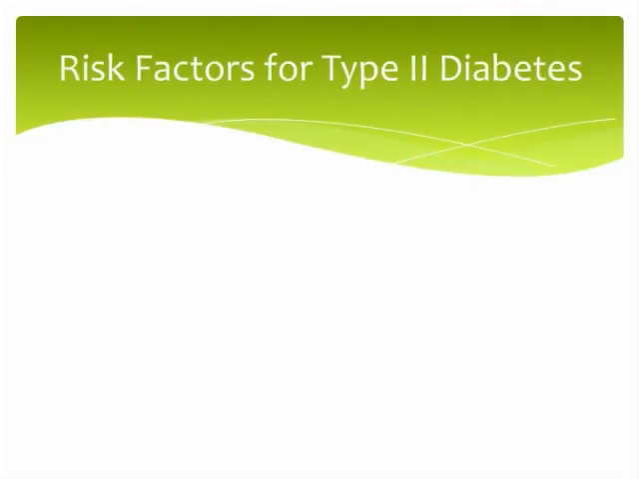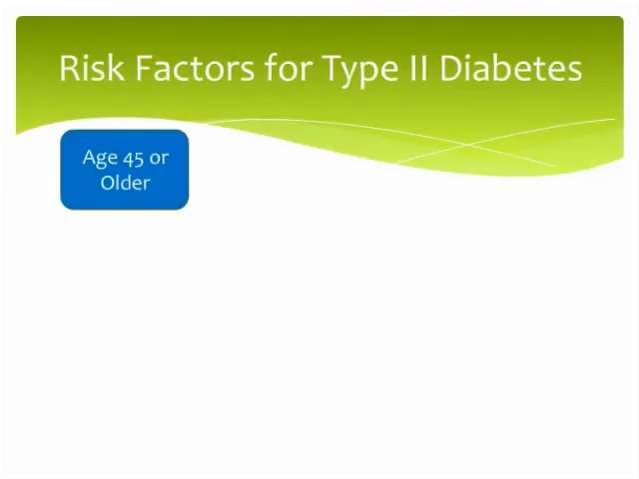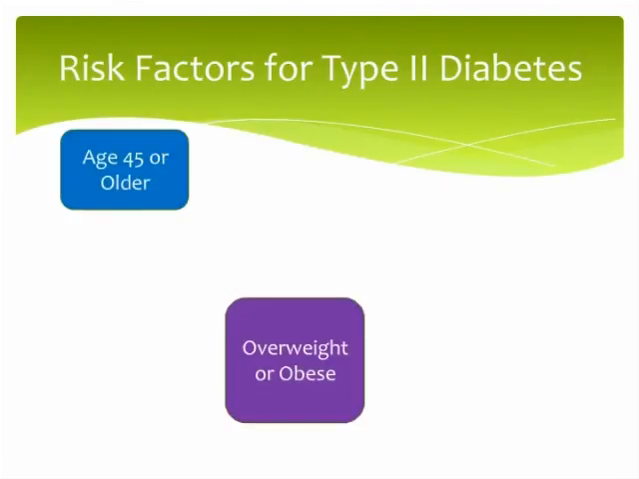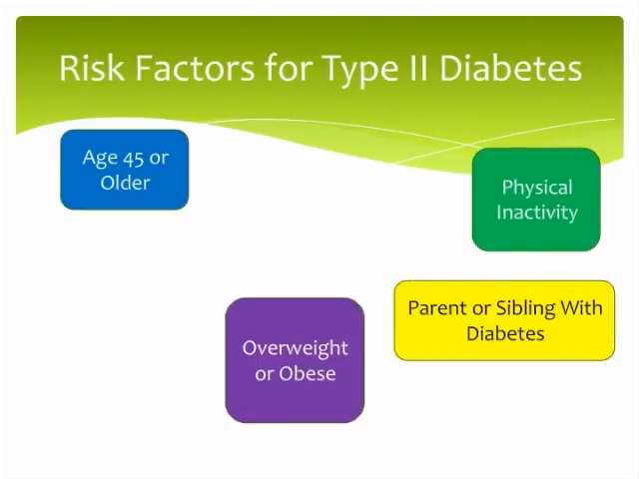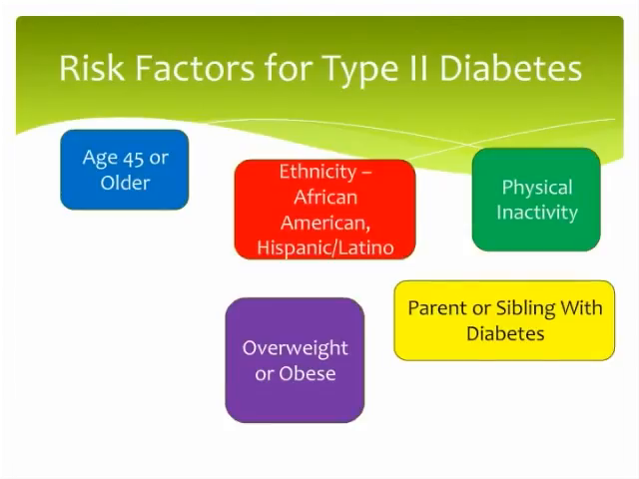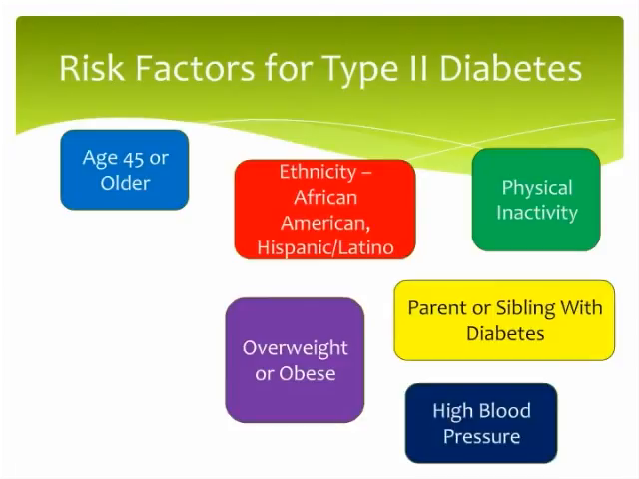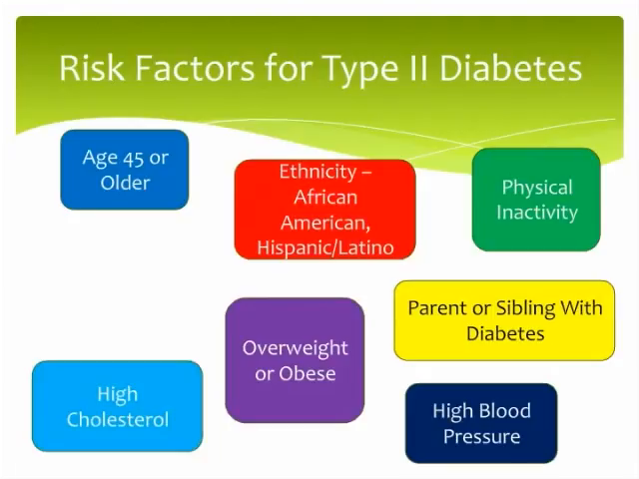Risk factors for type 2 diabetes include age 45 or older, being overweight or obese, physical inactivity, having a parent or sibling with type 2 diabetes, those of African American, Hispanic, or Latino, or Native American ethnicity, high blood pressure, high cholesterol levels, and a history of cardiovascular disease.